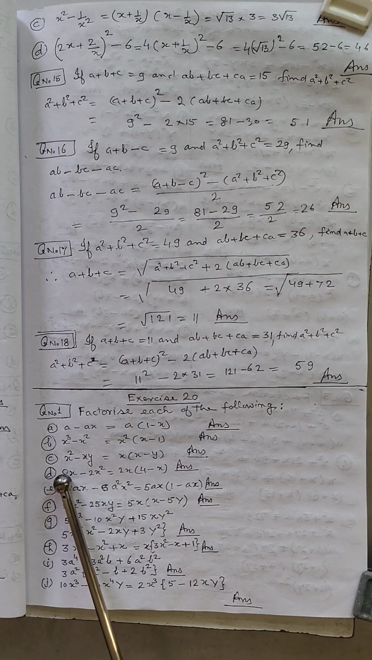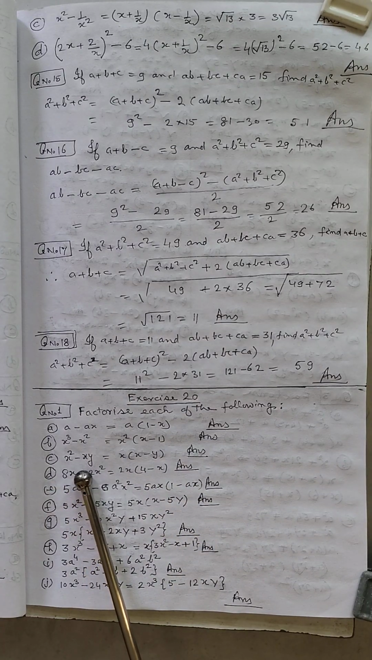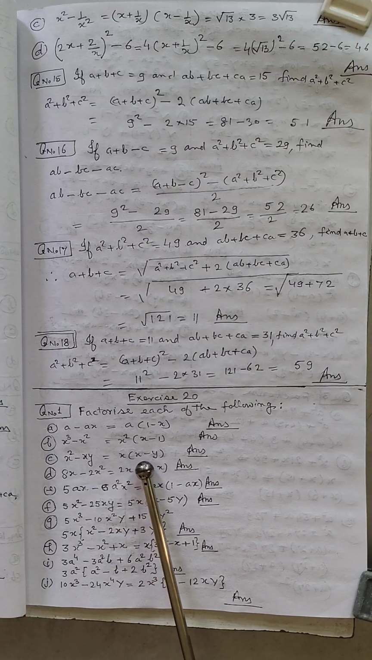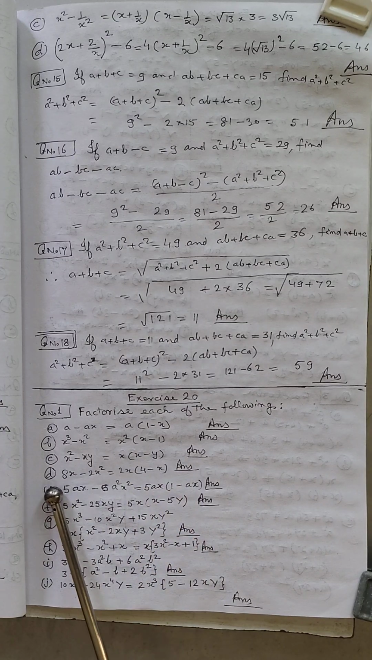Now come to the c part, that is x square minus xy. So from these two terms we can take x common. After taking common x, we are getting inside the bracket x minus y, and this will be your answer.